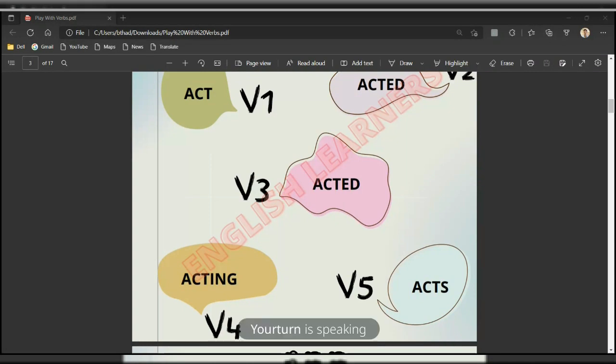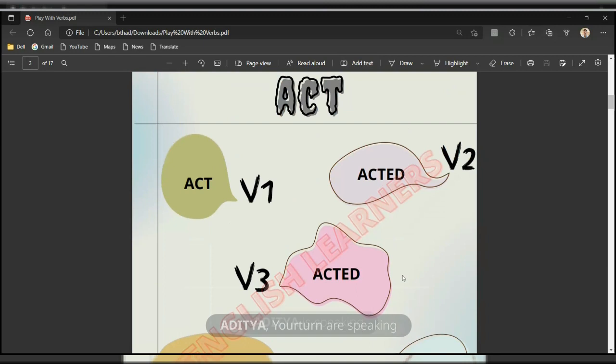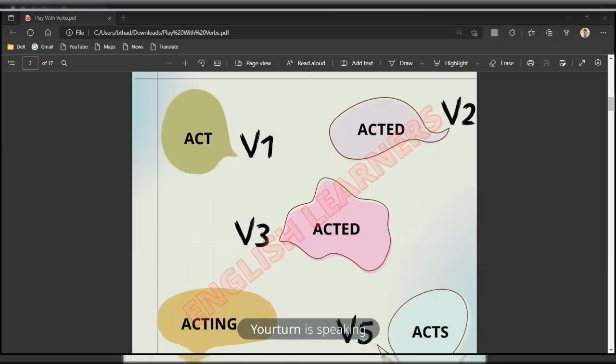Your turn, please go ahead. He acted on his behavior, what he did wrong. No, actually now you used verb second form instead of verb third form. Let me revise: he had acted on his behavior, what he did wrong. Yeah, that's great. My role was acted by her. Passive form. I'm not much familiar with active passive voice, so please try to avoid it. I hope you all are understanding.